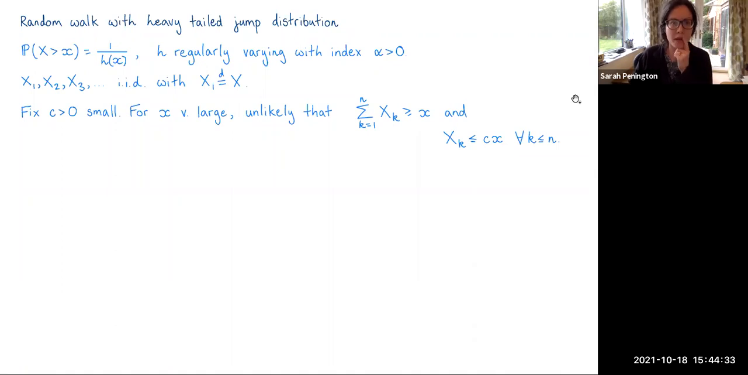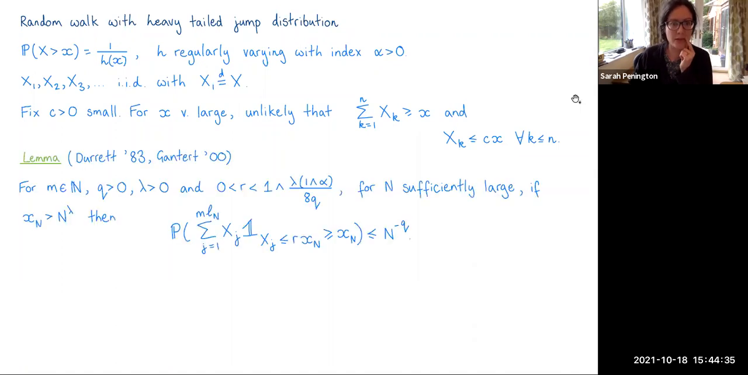So now I'll show you a more precise result, which is what we use. This is based on earlier results of Direct and also Gantert. Gantert's result is for a stretched exponential tail, but we used some elements from Gantert's proof to get a result that was what we wanted to use. So let's take a positive integer m, a positive q and a positive lambda. Then we'll take an r that is strictly between 0 and 1, and it also has to be less than something that depends on lambda, alpha, and q.